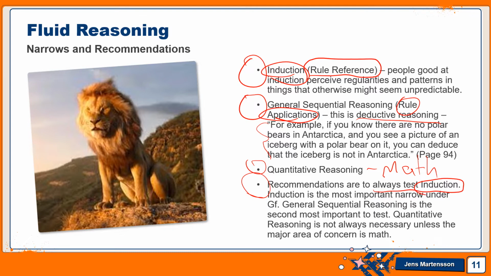Okay. But the recommendations are to always test induction. Induction is the most important narrow ability, which maybe you already knew. General sequential reasoning is the second most important to test. Quantitative reasoning is not always necessary unless the major area of concern is math. So if the major area is reading, you probably don't need to do quantitative reasoning. What does that look like?